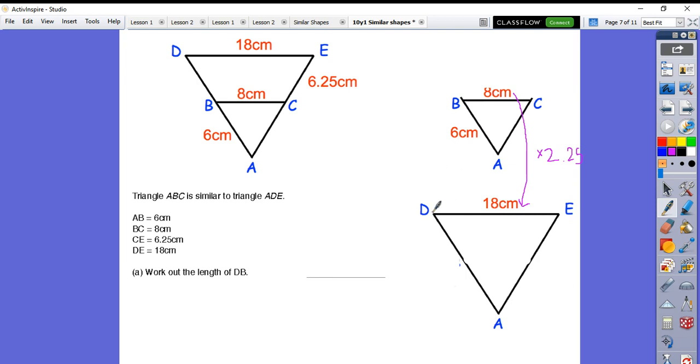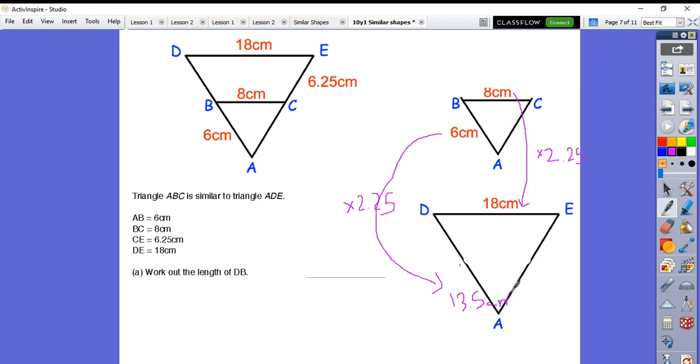So then to find out what this measurement is here, I would need to multiply that by 2.25. Okay. So 6 multiplied by 2.25 will give me 13.5. But we are not done yet.